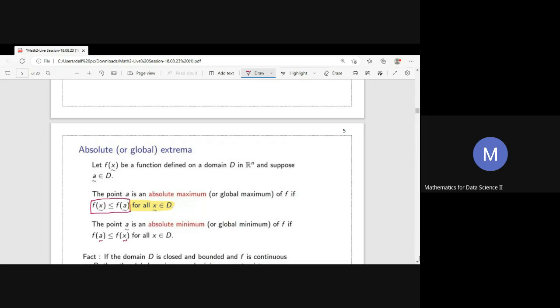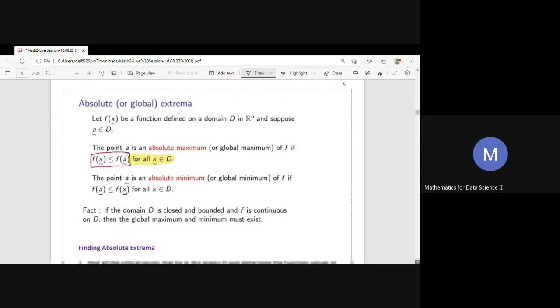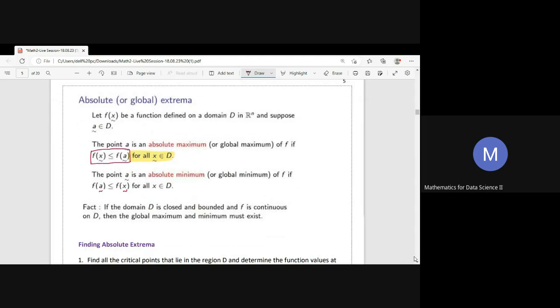And what is the condition under which the absolute maxima exist? If the domain D is closed and bounded, and f is continuous on D, then the global maximum and minimum must exist. Your domain should be closed and bounded, and f continuous on D; then the global maximum and minimum exist.